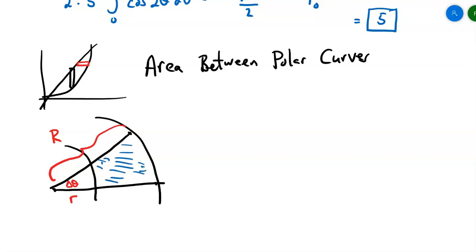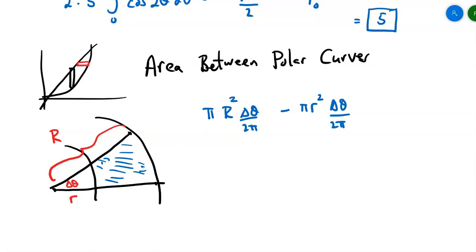Well, this should bring back memories of washers, right? Big R squared minus little r squared. If I take the whole thing, pi times big R squared times the angle that's in there, and then subtract off the little piece. So what's the little piece? The little piece is pi r squared delta theta. Now let's just be specific here. We're talking about a fraction of the whole area. So we're talking about this over 2 pi and that over 2 pi.